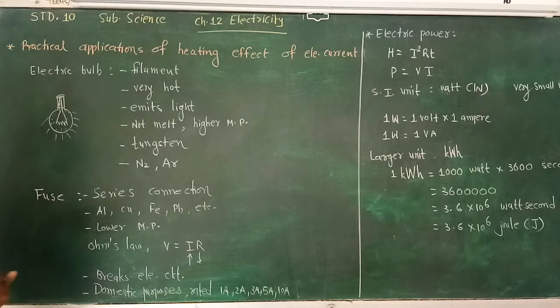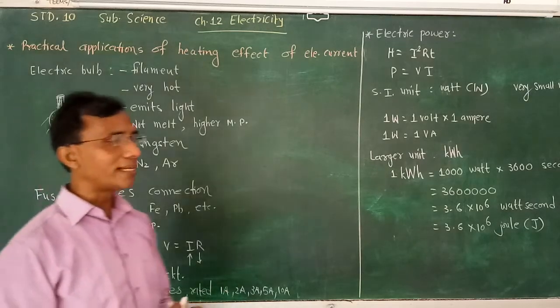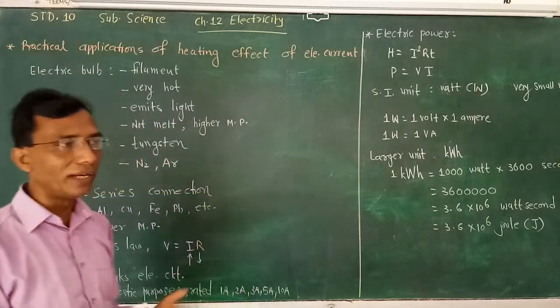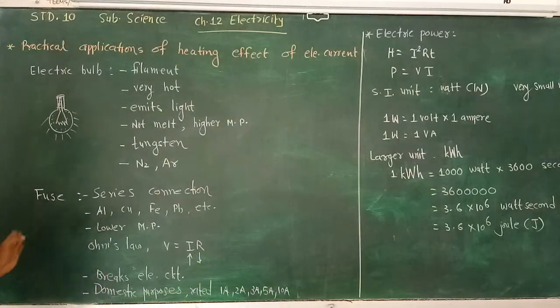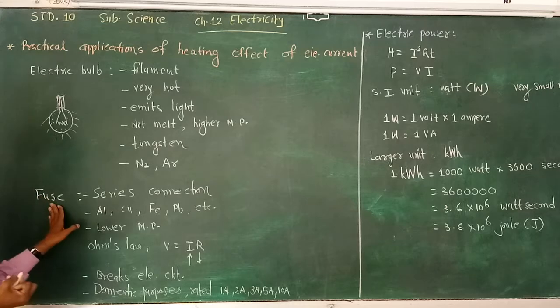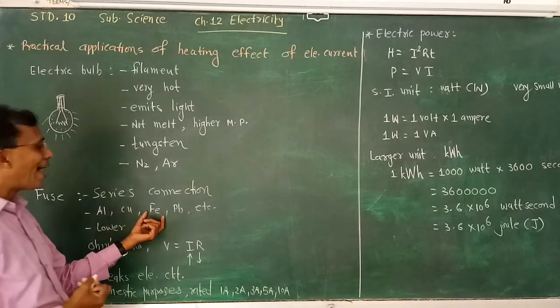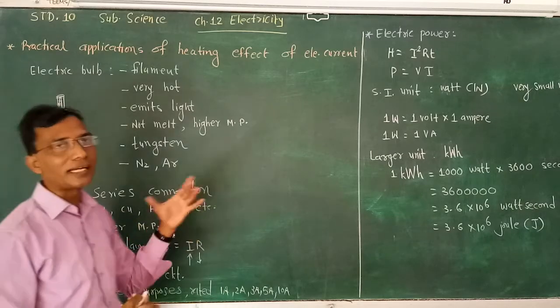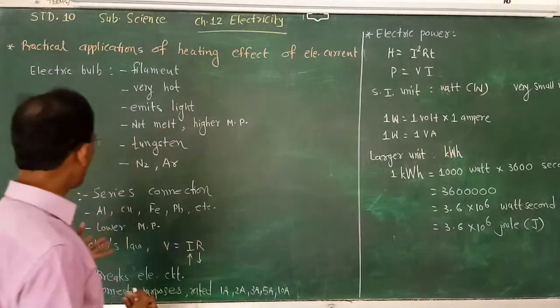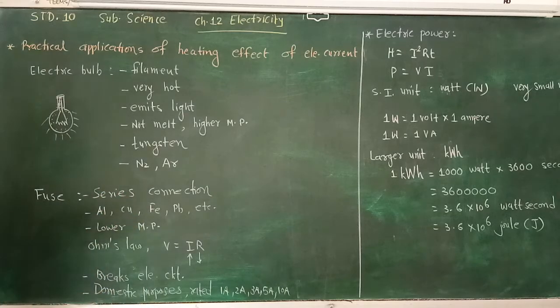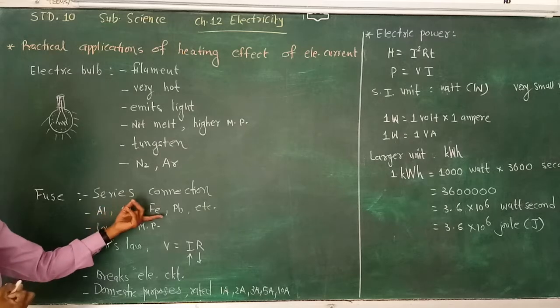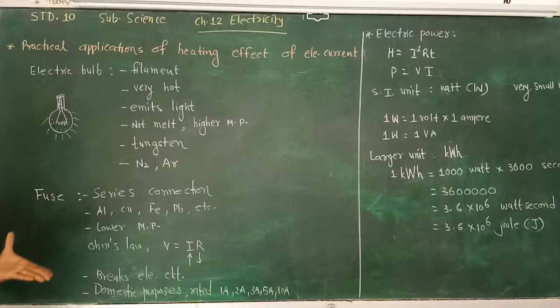Now another example is the electric fuse. In our homes there is a very old system, the fuse. It is kept in series connection, and this fuse wire is made from aluminum, copper, iron, lead metal, etc. Its melting point is very low compared to the filament. The melting point of this metal is very low.